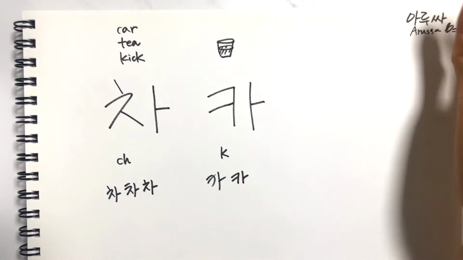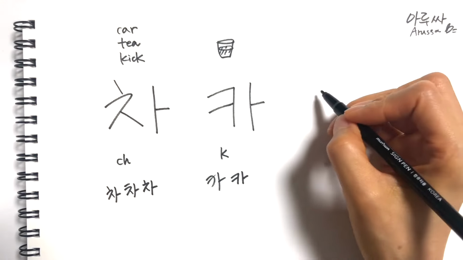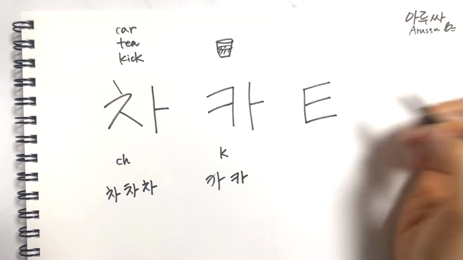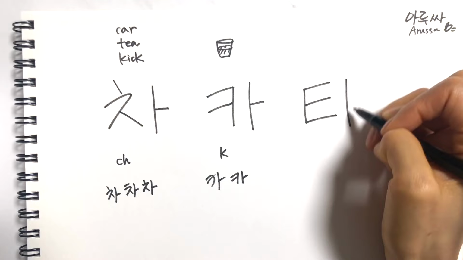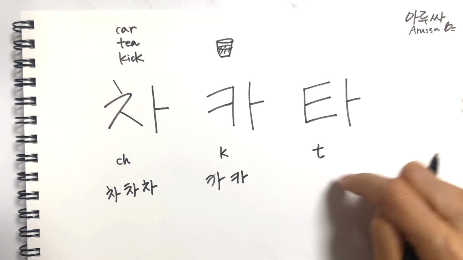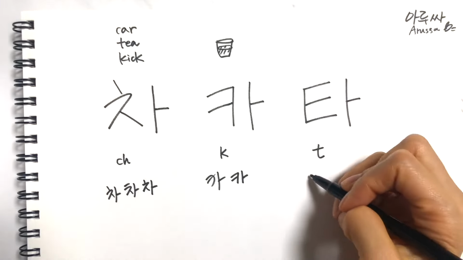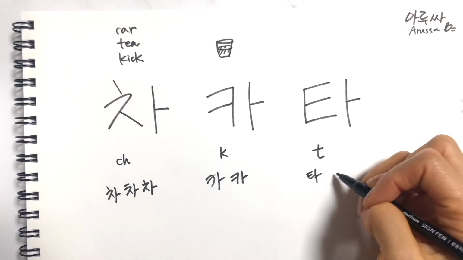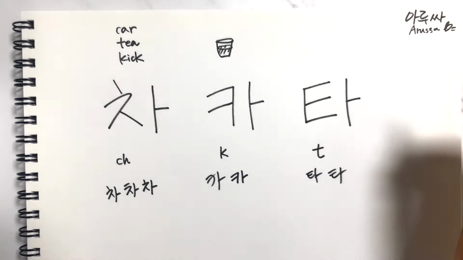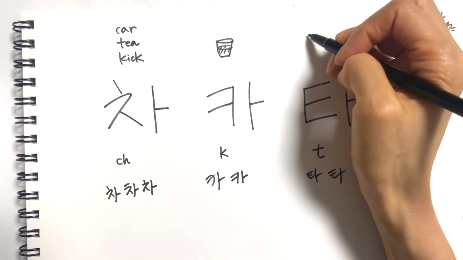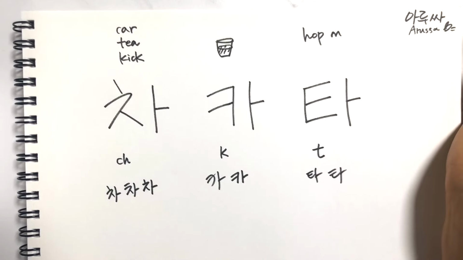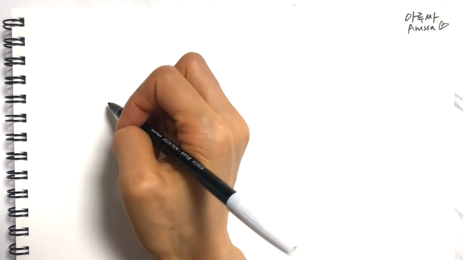타, 티읕. 하나, 둘, 셋, 넷. 티읕 sounds t. 타, 타, 타. 타 could mean hop on or hop in.